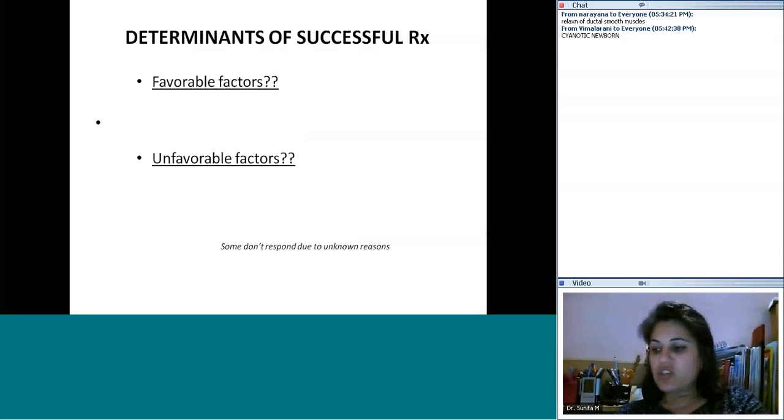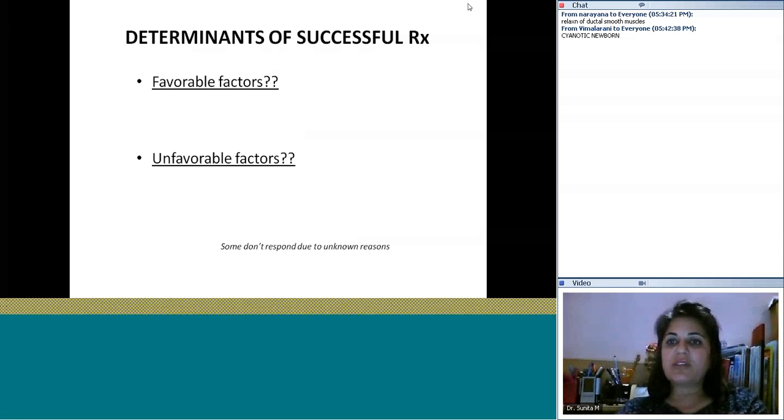So what are the determinants of successful treatment? Say you now have a baby, say it was a hypoplastic left heart, you started prostaglandin. In which babies do you think prostaglandin will work and which babies is it unlikely to work? What are your determinants of this? Can you mention some favorable factors and some unfavorable factors?